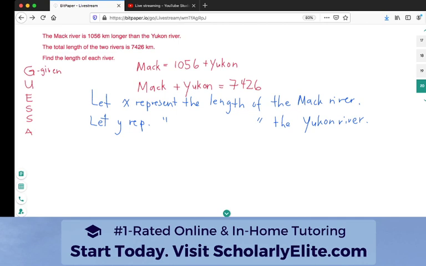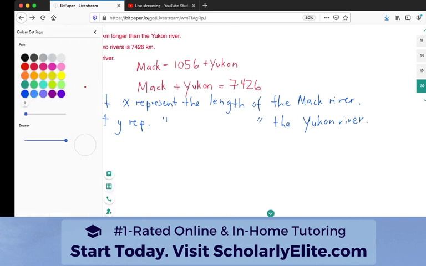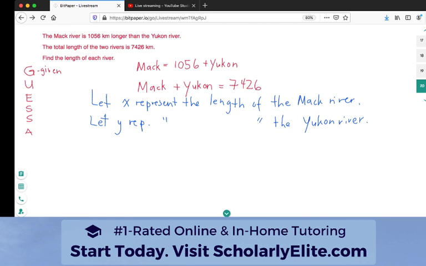Now, what we want to do is take a look at what we can do with that information. I can literally just say, okay, well now this equation is x equals 1056 plus y, and the other equation is x plus y equals 7426. Great. Now, given this information, there's 3 different main methods that we can use to solve for one of each, right?